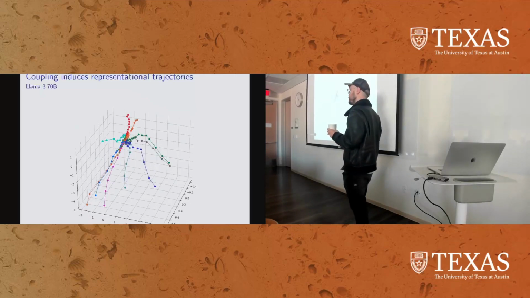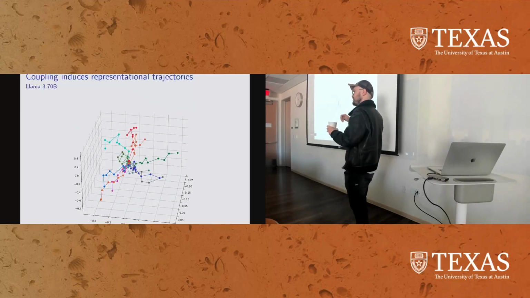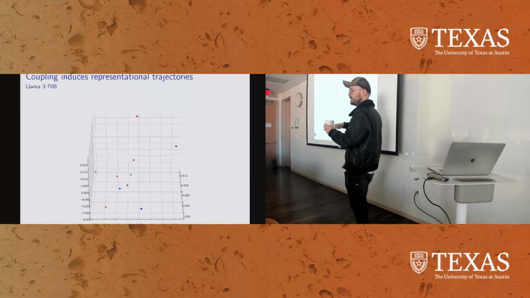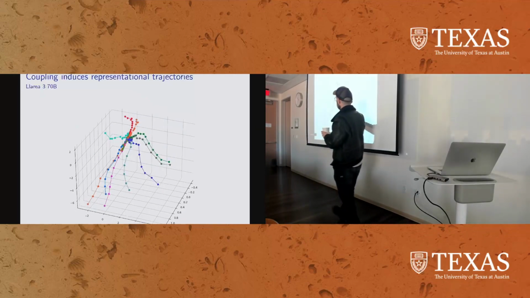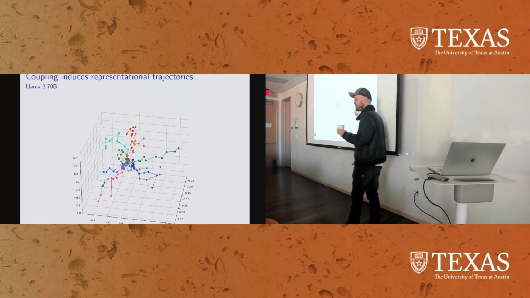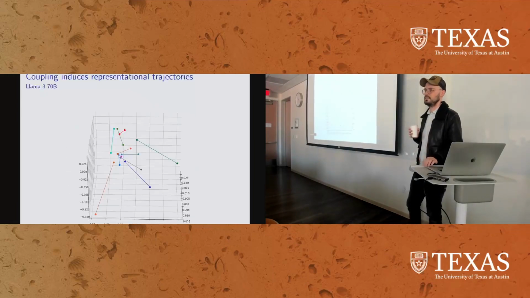Another way to answer your question is that coupling essentially implies that the trajectories of representations could be modeled almost like through ODEs. So essentially you could think of these trajectories as being ODE-type trajectories. That's one way to think about it. I don't know if this answers your question.